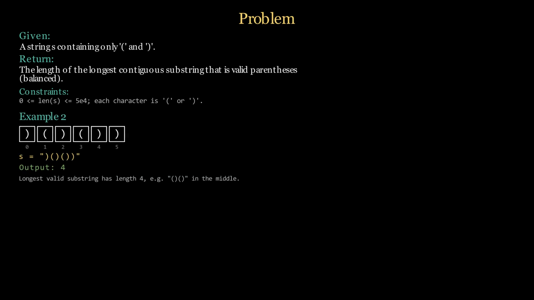Example 2, the string starts with a closing paren, then has a longest balanced block of length 4, for example open close in the middle.